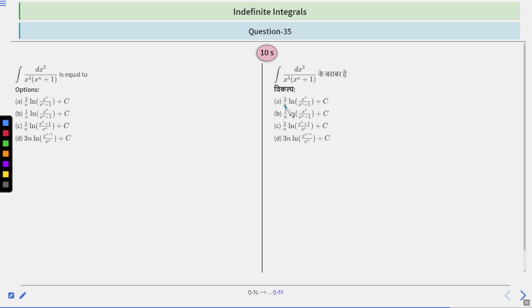can be written in terms of something. If you take x to the power n common, you will get x to the power 3 plus n upon 1 plus 1 by x to the power n. Clear? So in this way, you try to approach this question, which method we should apply, and how to approach and go till the solution of this question. Okay, you have 10 seconds to solve and think about this question. After 10 seconds, we will discuss the solution.